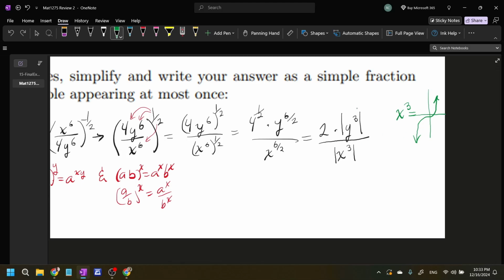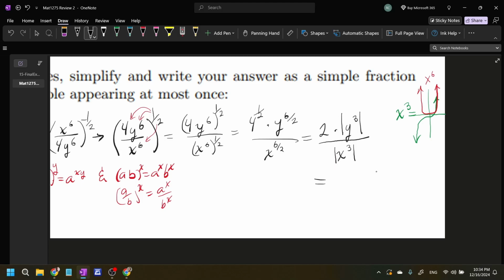But remember, we started with x to the 6th, which looks like this, and then we took the square root. Well, on the right side, the square root of a positive number gives us a positive number. On the left side, the square root of a positive number should also give us a positive number, not a negative number. Okay, so that's why we need the absolute value here. So this I would say is an acceptable answer.